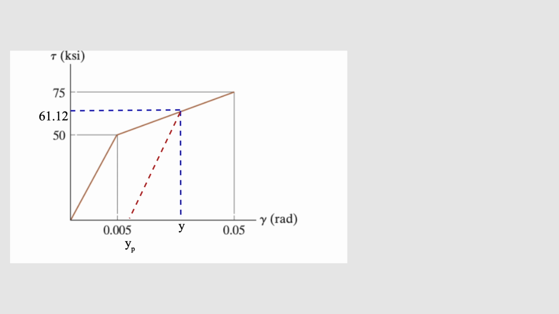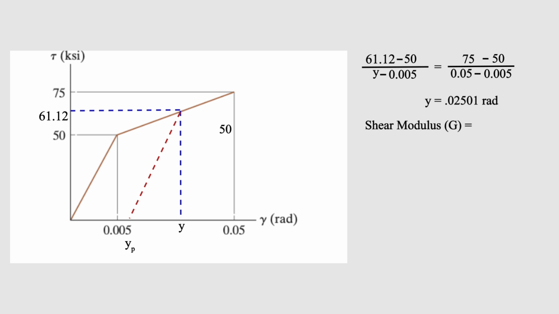So we know the slope of our line using the points given, 50 and 75, and we can plug all those values in to find our unknown shear strain value of 0.02501 radians. So after we have figured out the value for the shear stress and strain, we can use that to calculate the shear modulus G, which is similar to the elastic modulus, which is just shear stress over shear strain. And the value is calculated to be 10^4 KSI.